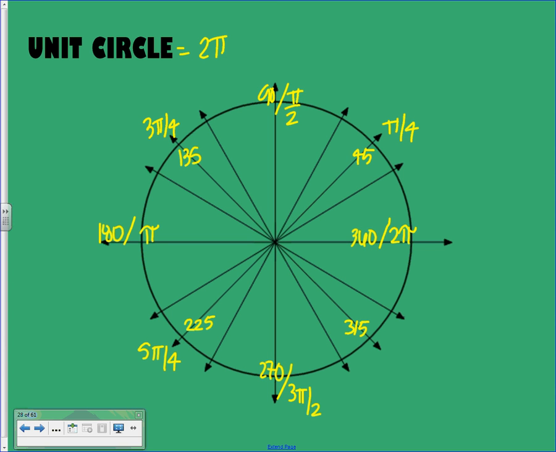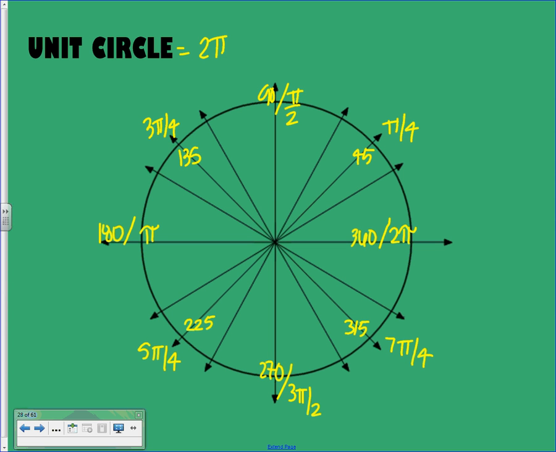So now I had 1 whole pi at 180 plus another 3/4. So 1 plus 3/4 is 7/4. So that would be 7 pi over 4. All of your middle degrees are going to end in 4s.